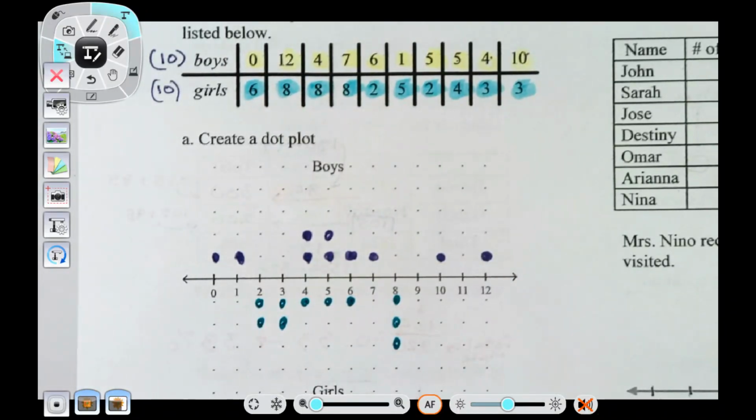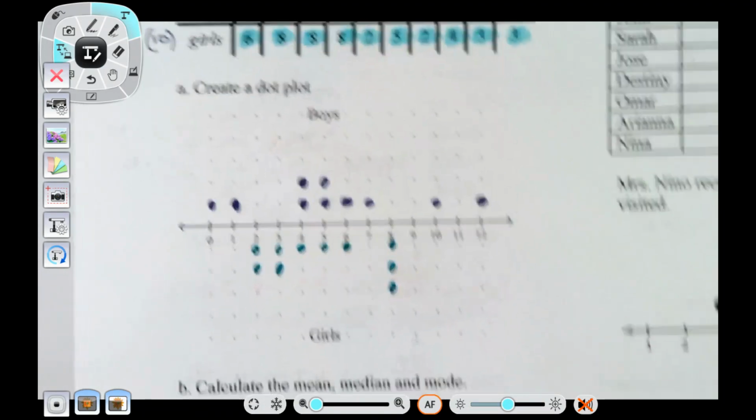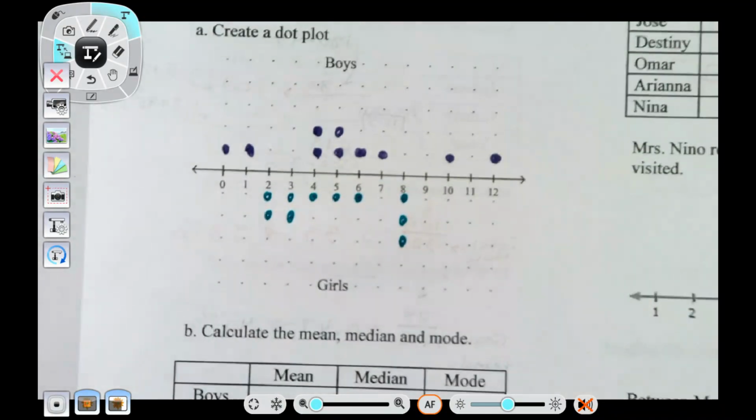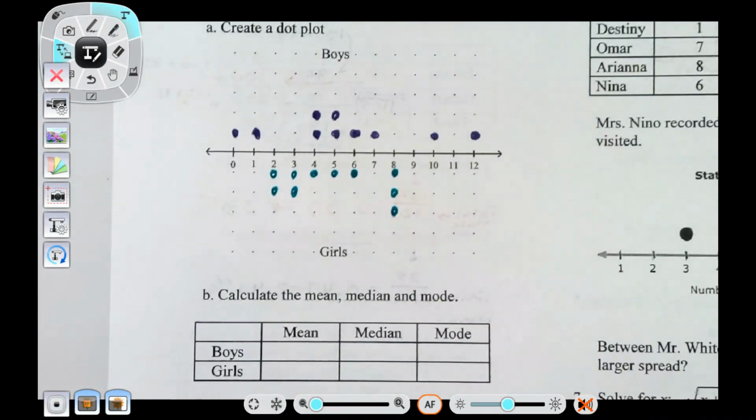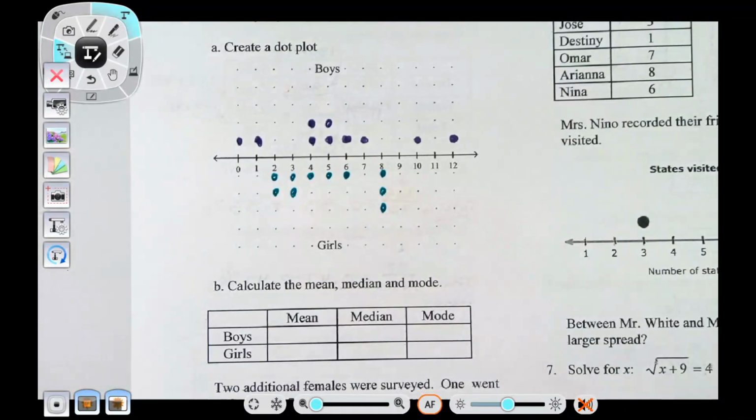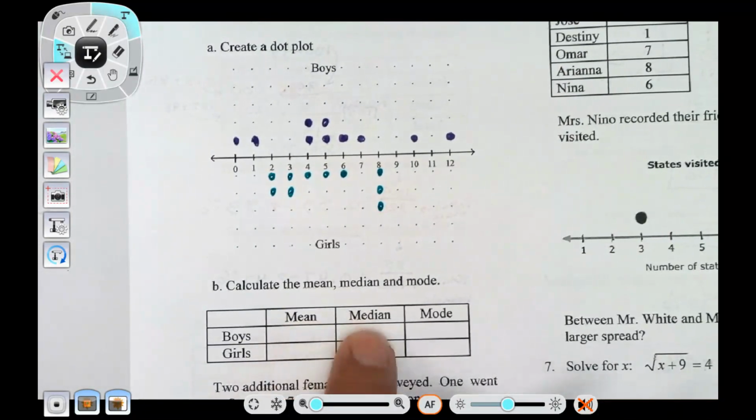So, just like before, they want me to answer all these separate questions about it. So let me move it up so we can see the first one. So remember, we already have a dot plot ready. We know there's 10 boys and 10 girls that were asked this question. So it says, calculate the mean, the median, and the mode.